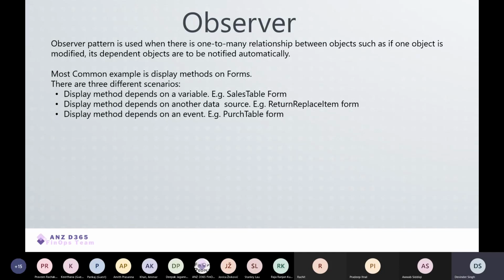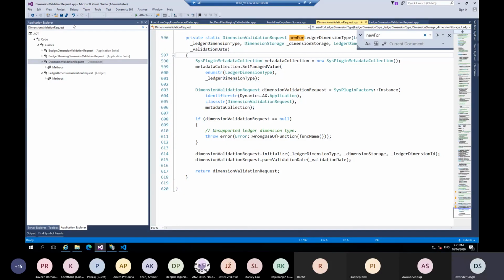The most common example of that is your display methods in forms. Whenever a variable changes, we want to refresh the display method on that particular form so that the UI looks clean and good without any specific code calling. We'll share the screen for code again to review these things.